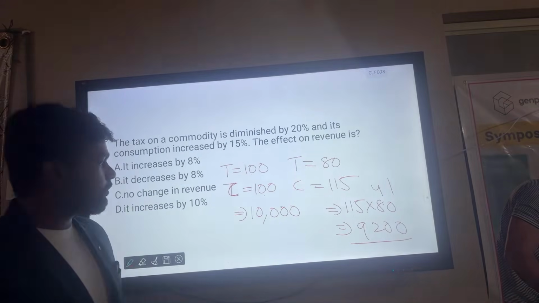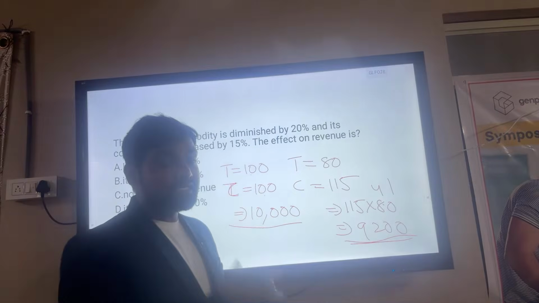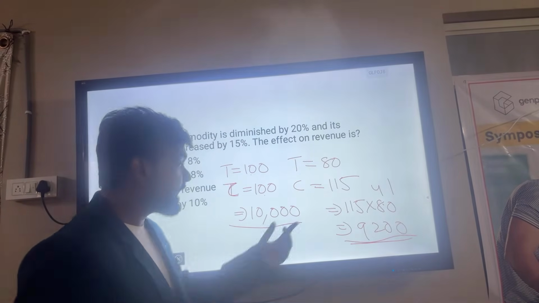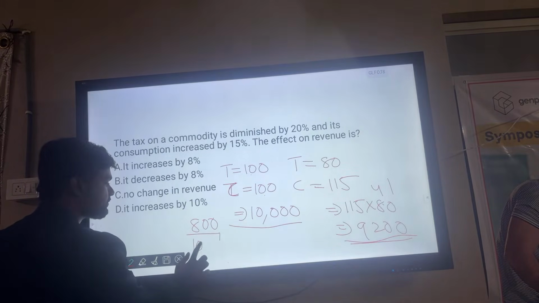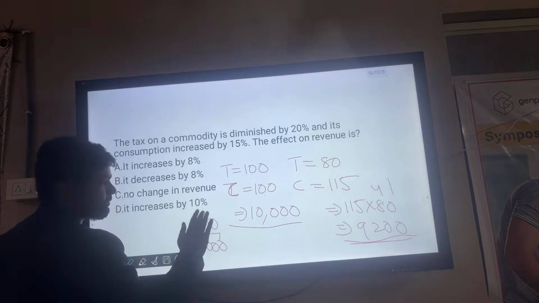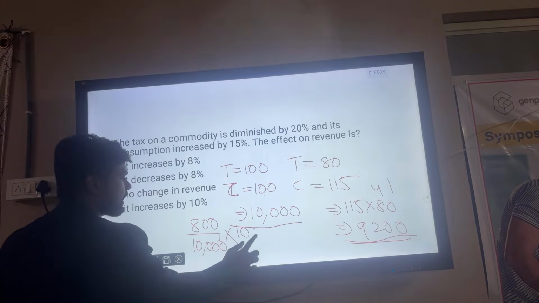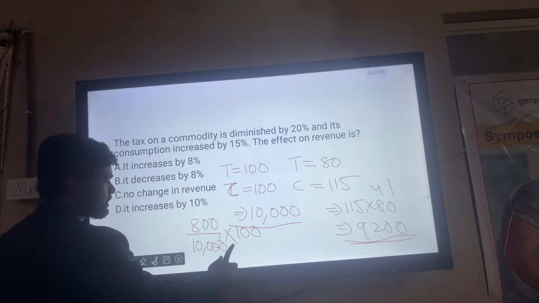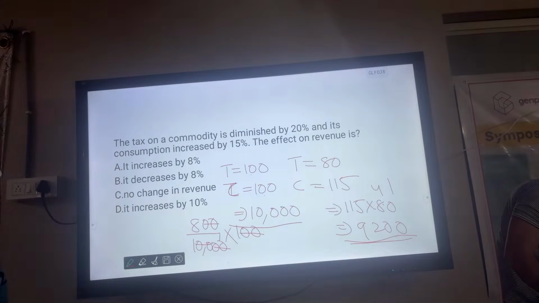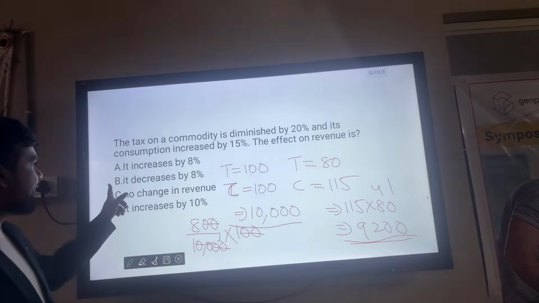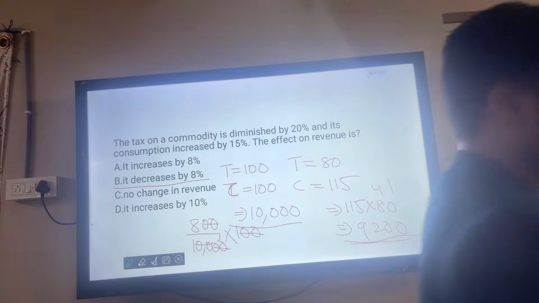Okay. What was the old revenue? 10,000. What is the new revenue? 9200. What is the reduced revenue? 800 from 10,000, because it is changed from 10,000 to 9200. You have to convert into percentage into 100. 20 cancel. 00 cancel. So what is the percentage reduced? 8%.